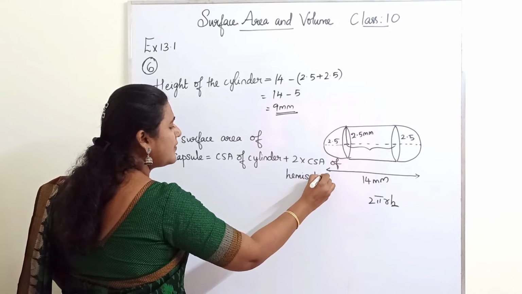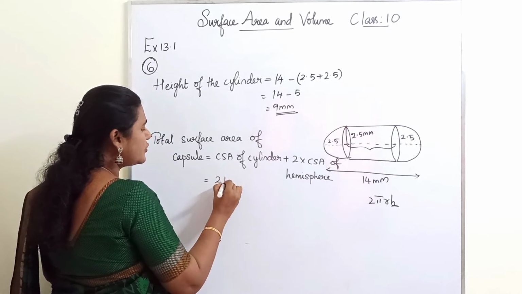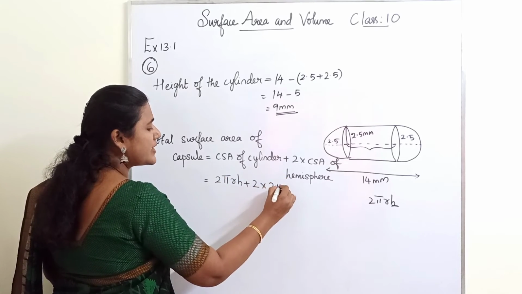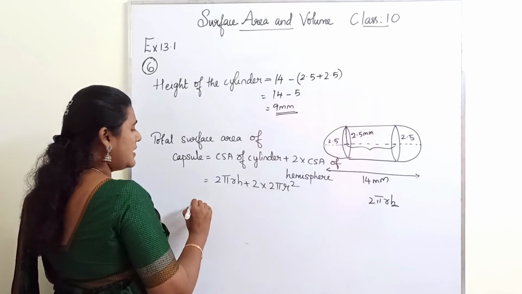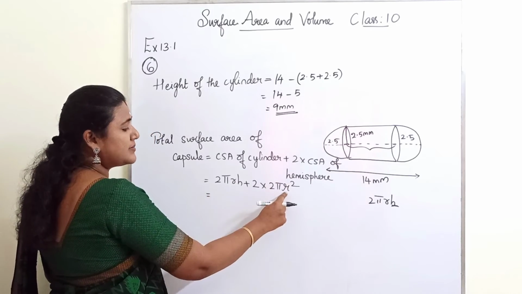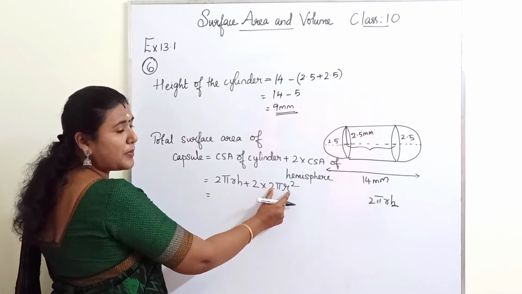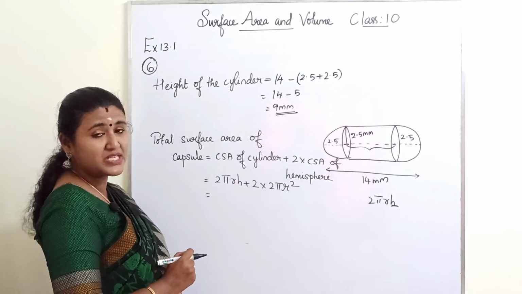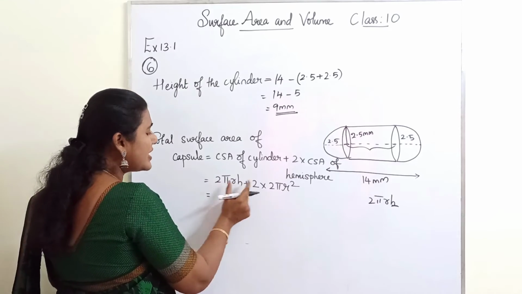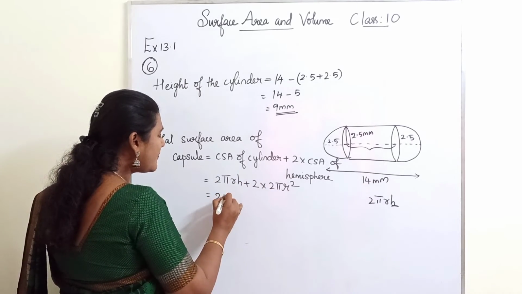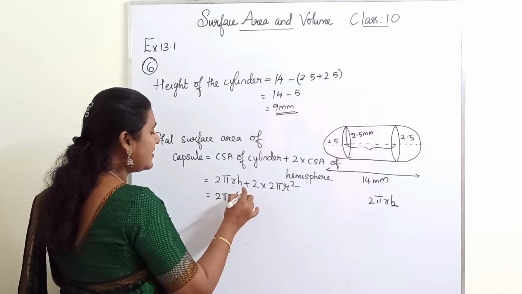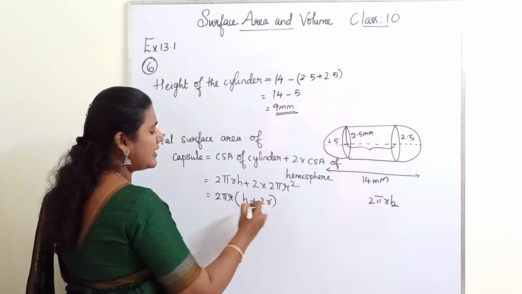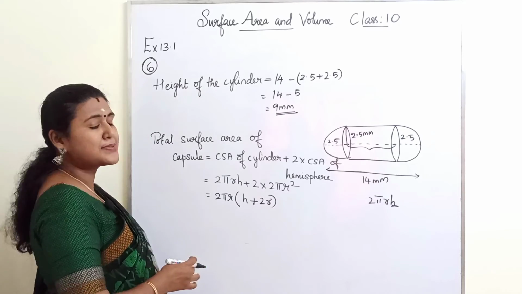What is the formula for CSA of a cylinder? 2 pi r h, plus 2 into CSA of hemisphere, which is 2 pi r square. From these two terms we can take 2 pi r common, because the radius of the cylinder as well as the radius of the hemisphere are the same here. So here we will have h plus 2r. In the second term we will have 2r. Now we are going to substitute the values.